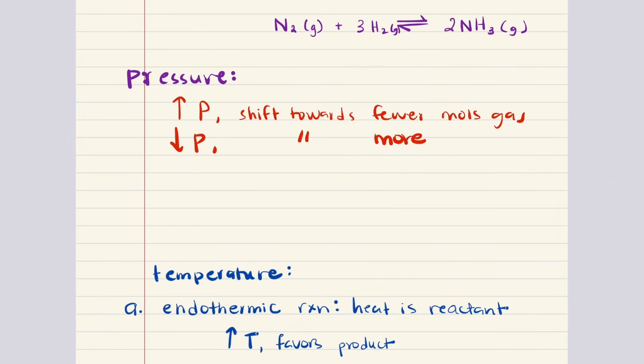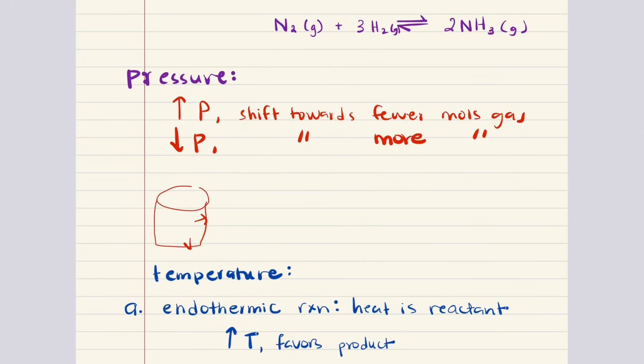Why is this the case? Let's really think about it. Pressure in a gas system is related to how many gas particles are bouncing around in a given volume. If there are more moles of gas, that means more particles colliding with the container walls, which increases the pressure. If there are fewer moles of gas, there are fewer collisions, which decreases the pressure.